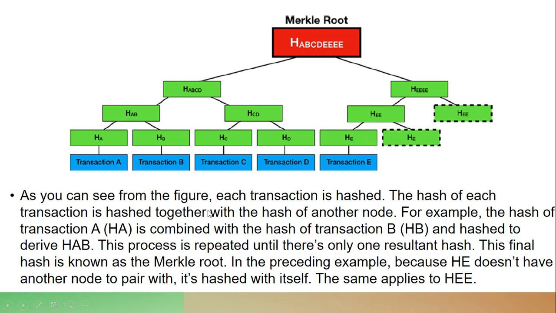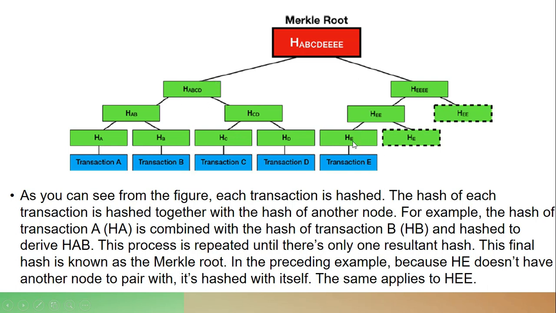The hash of each transaction is hashed together with the hash of another node. For example, what I'm saying here is, this transaction is creating a hash HA. Transaction B is creating a hash HB. Now these two are combined together to create a hash HAB. Similarly, we get hash HCD. Then HAB and HCD will be merged to create HABCD.